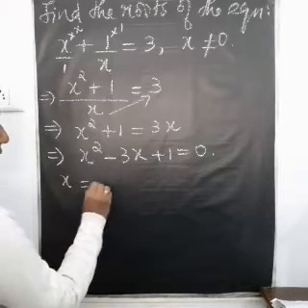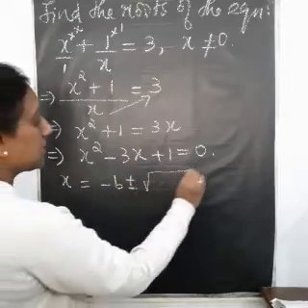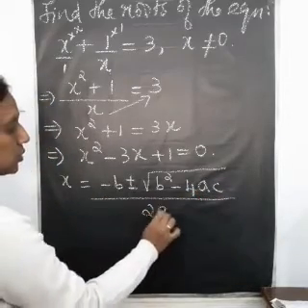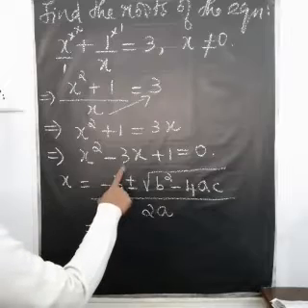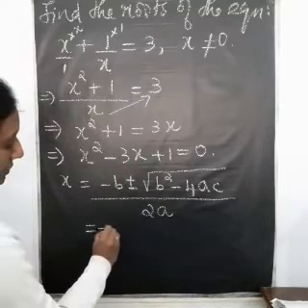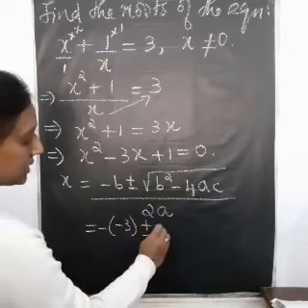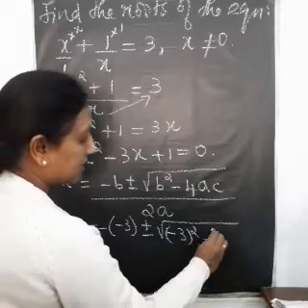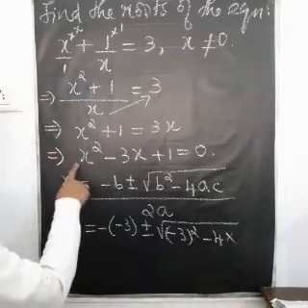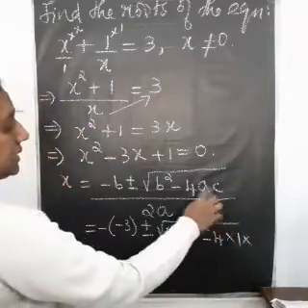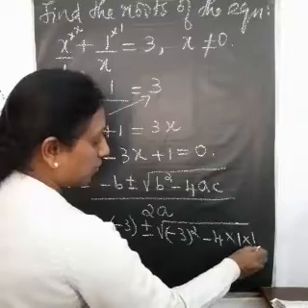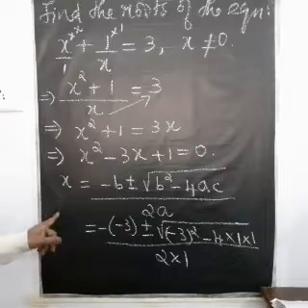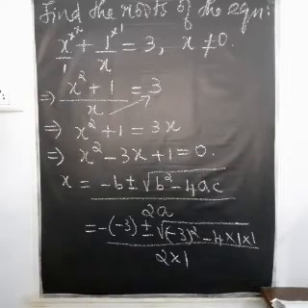So x is equal to minus b plus or minus root of b squared minus 4ac divided by 2a. Now what is my b here? b here is minus 3. So you get minus of minus 3 plus or minus root of minus 3 whole square minus 4 into a is 1 into c, the constant term, is also 1, divided by 2 into 1. Once you have substituted, we have to simplify and get the answer.